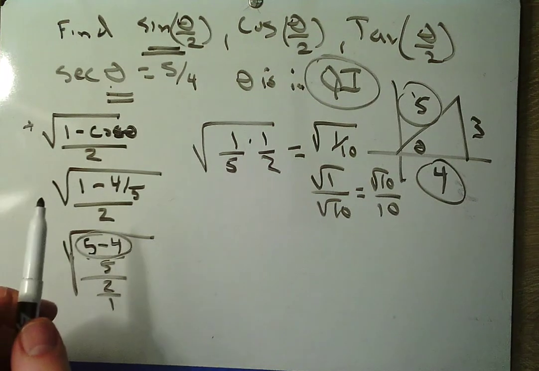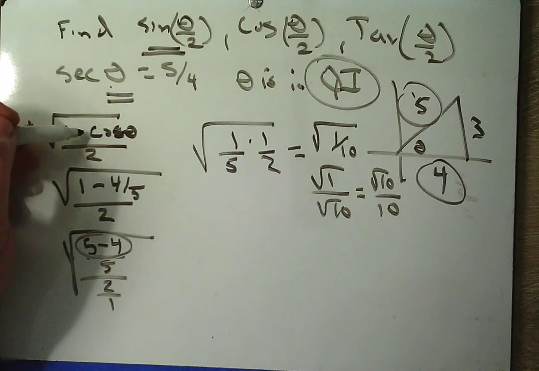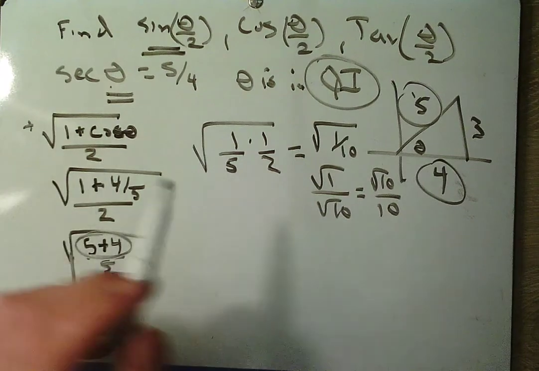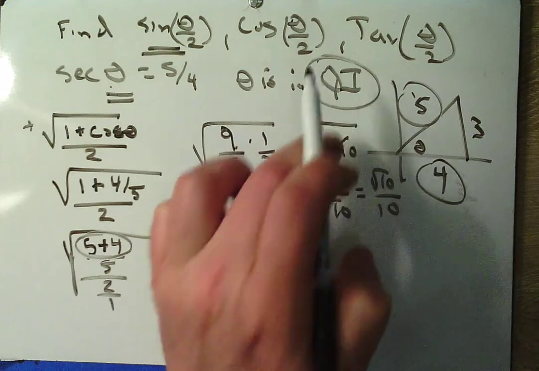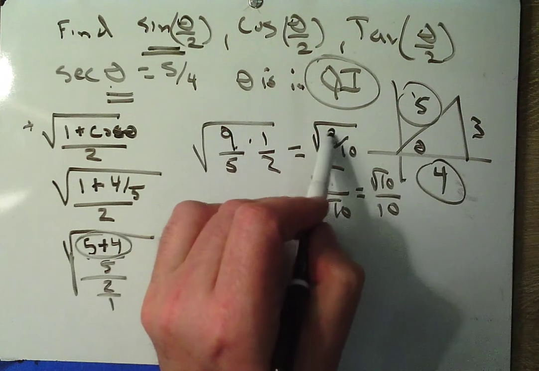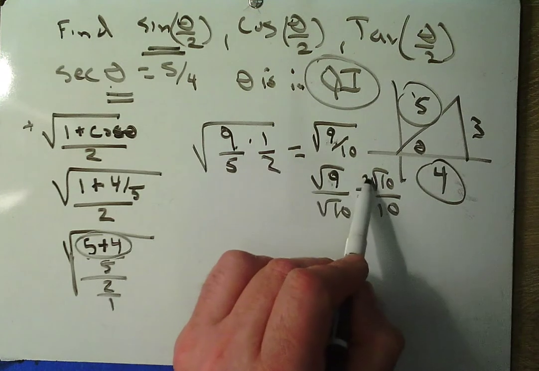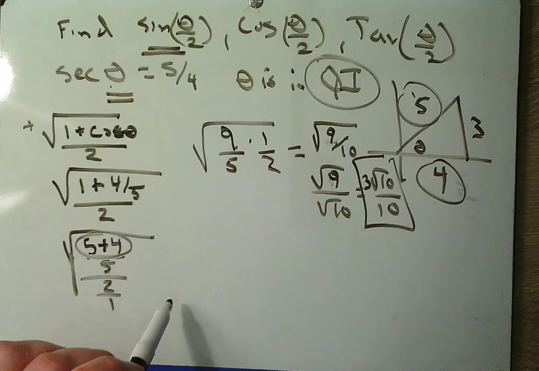What about cosine half-angle? Well, remember the formulas are very, very similar. The only difference is a plus sign here, a plus sign here, a plus sign here, and so this will be 9 still, and 9. And I can pull out from that 9 a 3. So I get 3 root 10 over 10. So finding the cosine half-angle wasn't so bad. I just had to change my sine half-angle a little bit.